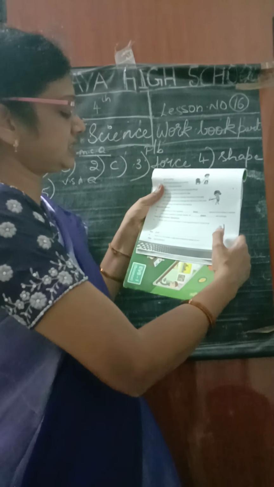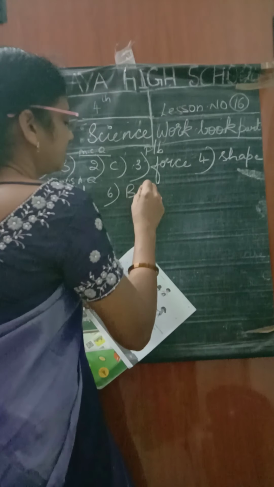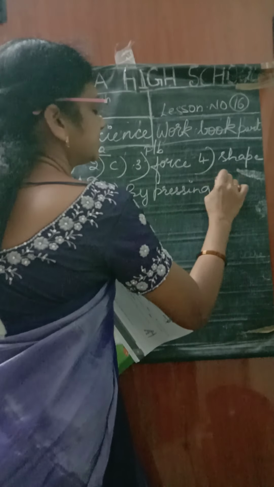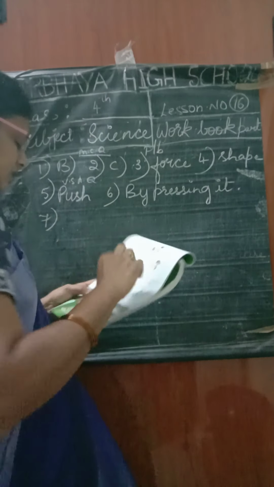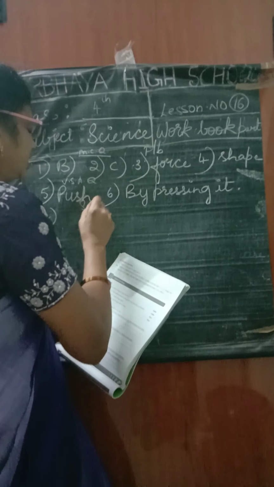Sixth one. What type of force is shown in the picture? Given picture. What type of force is shown in this picture? What is it, children? Yes, it is push. And the sixth one, children. How can we burst a fully blown balloon using force? Yes, by pressing it. And the seventh one, children. Short answer question. When do we need to apply force?